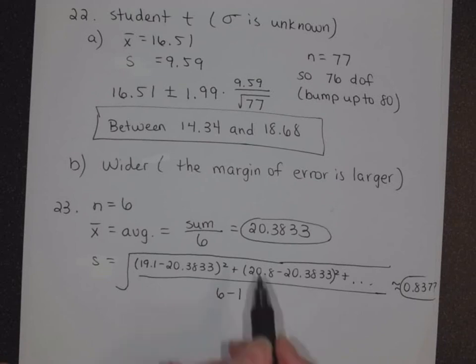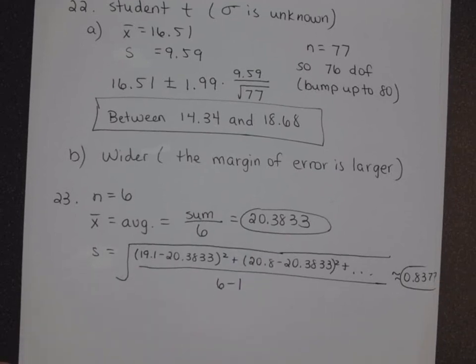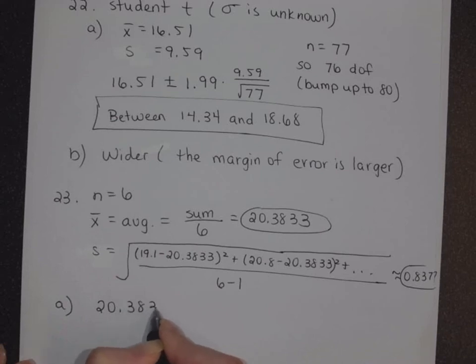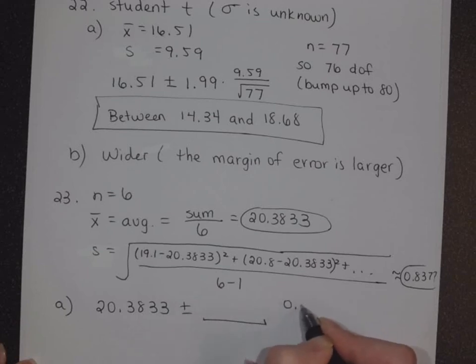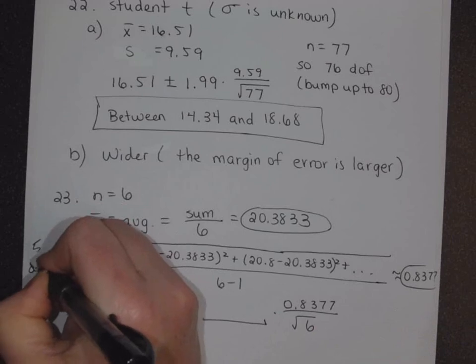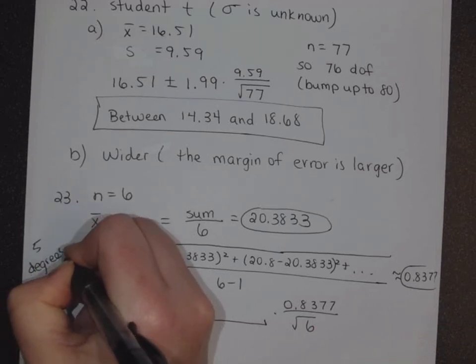So the hard part here was you had to figure out these two. You weren't given these two. And then it's just like the other problems. So the 95% confidence interval would look like what we expected was the mean, but then plus or minus something that we get from the chart times what we just got for the standard deviation over the square root of n. And what you get from the chart for 95%, by the way, there are 5 degrees of freedom for this one.